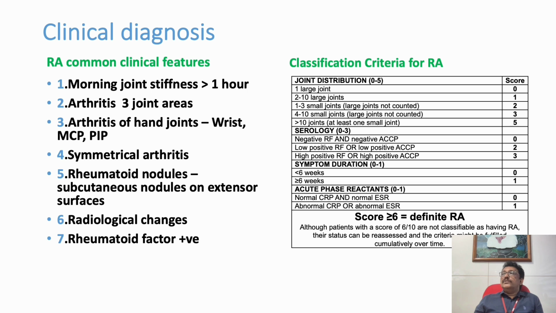Suppose the patient has clinical findings of SLE and rheumatoid factor is positive, then it is something else. And if the patient has psoriasis and arthritis, if rheumatoid factor is positive, that doesn't mean that the patient has rheumatoid arthritis. Rheumatoid factor is one of the tests or one of the criteria to make a diagnosis of rheumatoid arthritis. So there is a classification criteria and scoring is also given. If the score is more than 6, there is a definitive sign of rheumatoid arthritis.